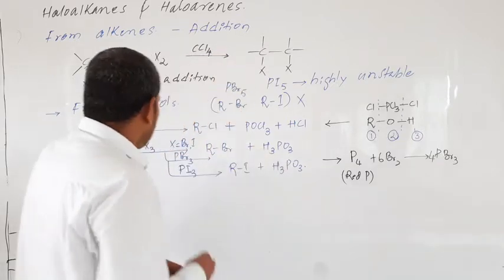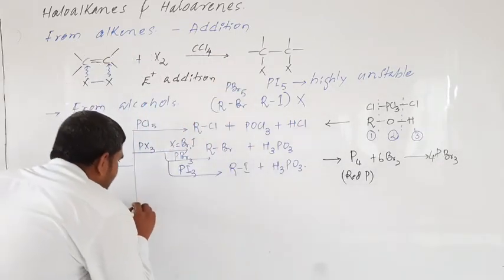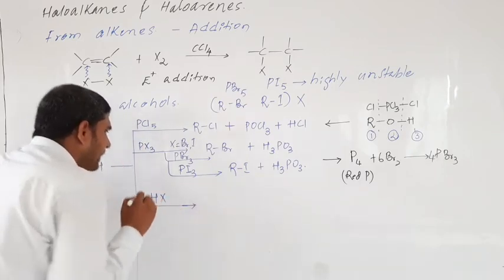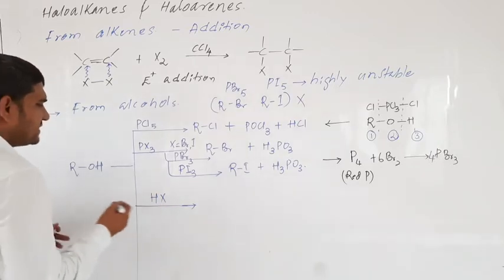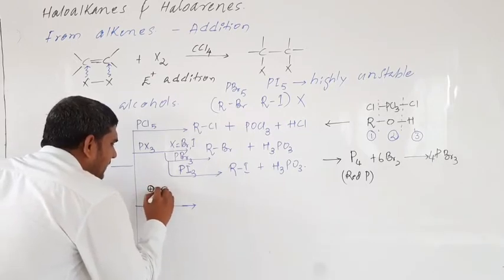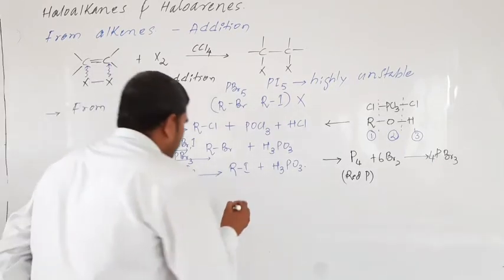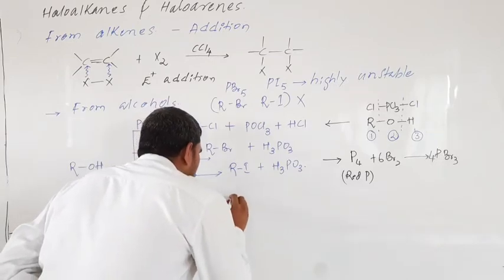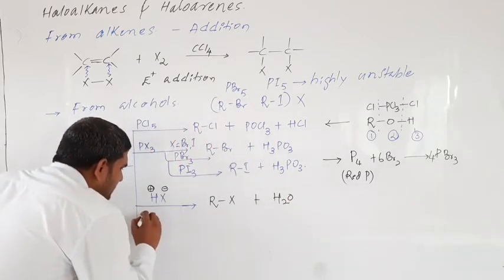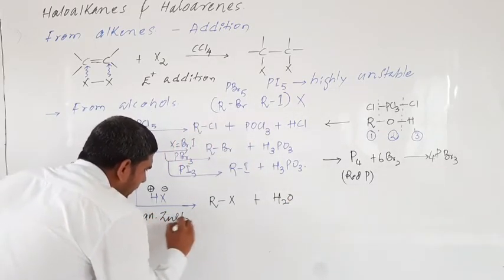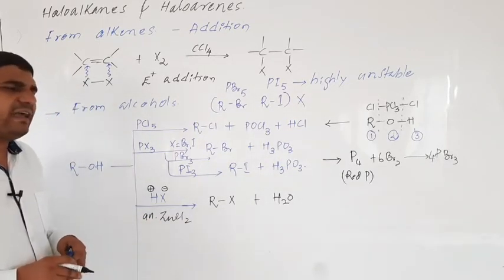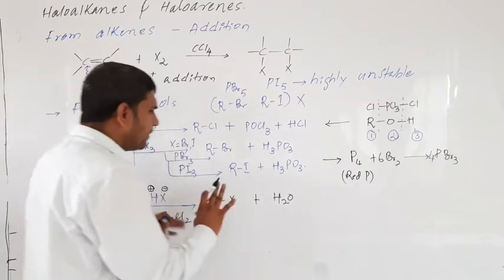Okay, next one is using HX, halogen acid. Halogen acid, this is very simple. This is H plus, and this is X minus. And what is the product? RX plus H2O. But over here catalyst is used, that is anhydrous zinc chloride. Okay, this reaction takes place in presence of what? Anhydrous zinc chloride. Why anhydrous zinc chloride, that we will discuss, but you should remember these points.